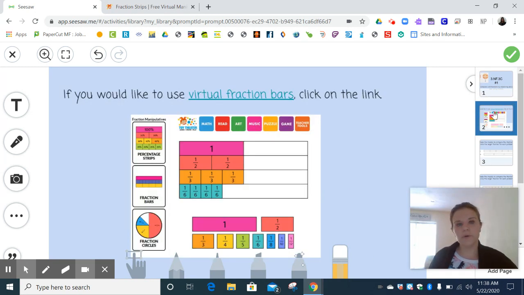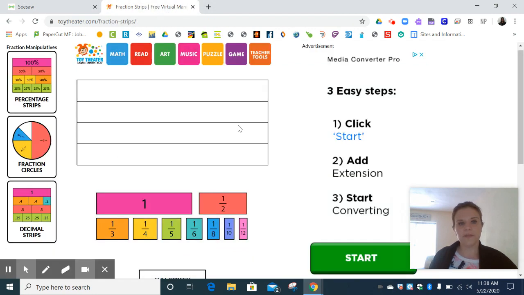Okay, so I did put a link to some virtual fraction bars, and it's on the instructions page. So if you would like to use virtual fraction bars during any of our activities this week, this is a great resource. You just click on the link and then it will take you to a website that looks like this. Up at the top, you'll see this is like a little workspace that you can use.